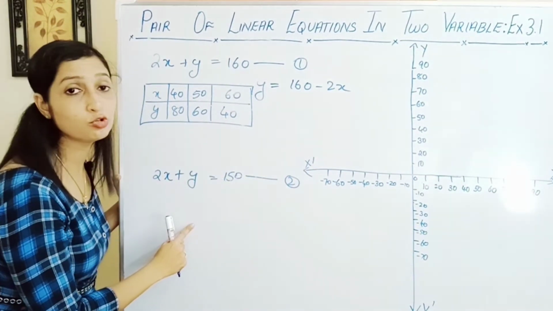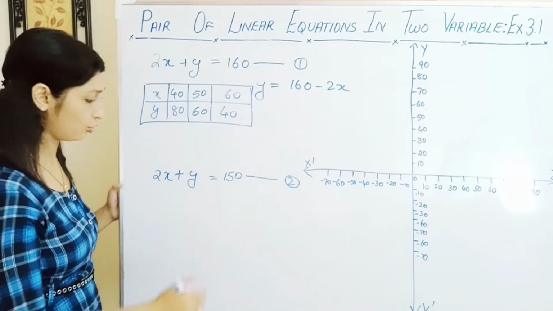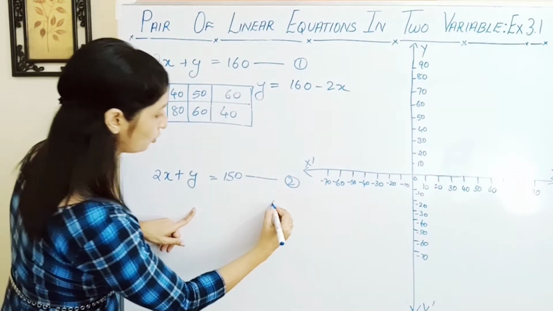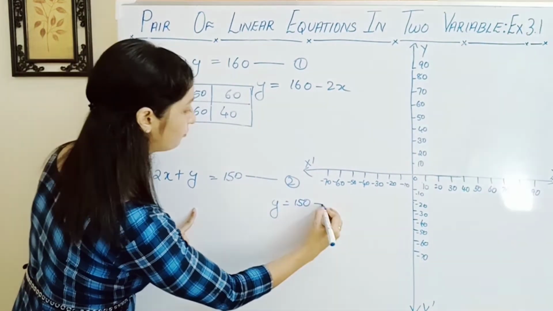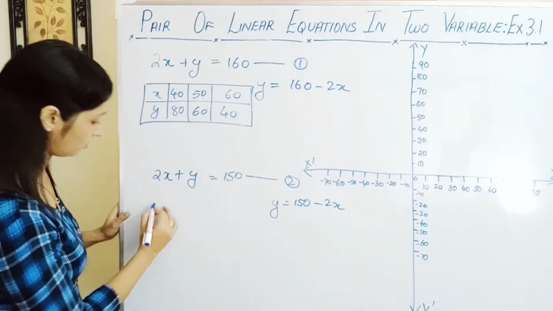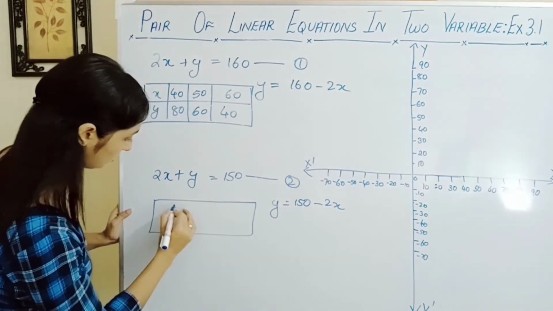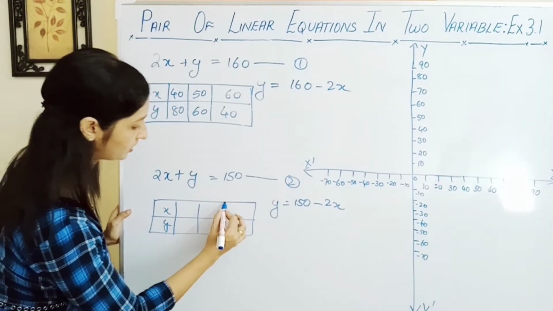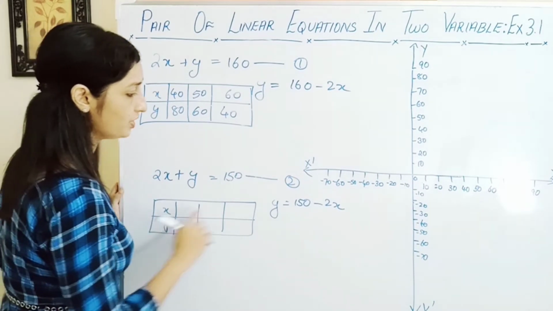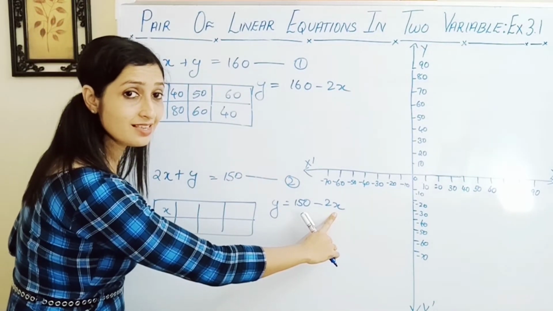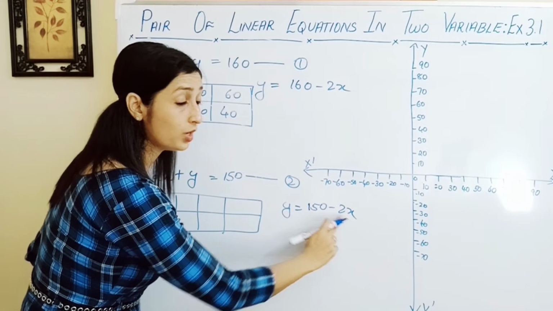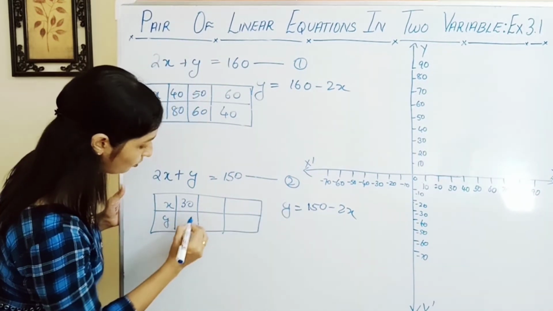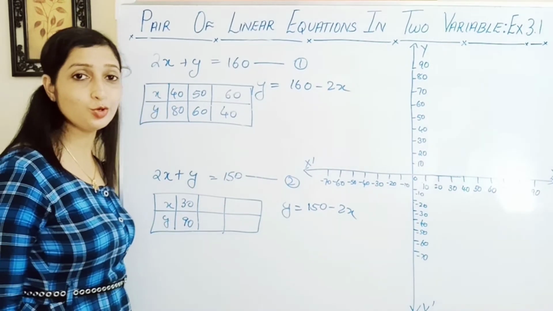Now let us find the solution set for the second equation also. For that, first we bring this given equation in terms of y is equal to. So here y is equal to 150 minus 2x. Now let's draw the box. x, y, and we take at least 3 values. So first, let us put the value of x as 30. Then what do I get y as? I get y as 90. So when x is equal to 30, I get y is equal to 90.